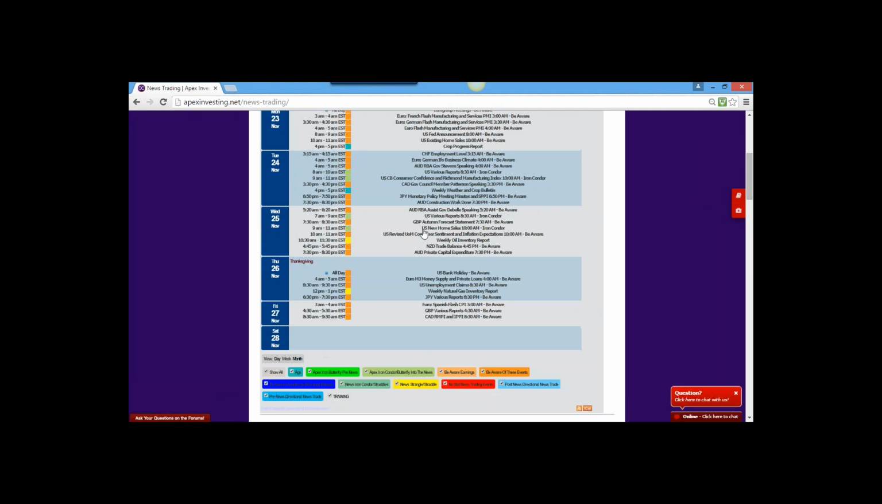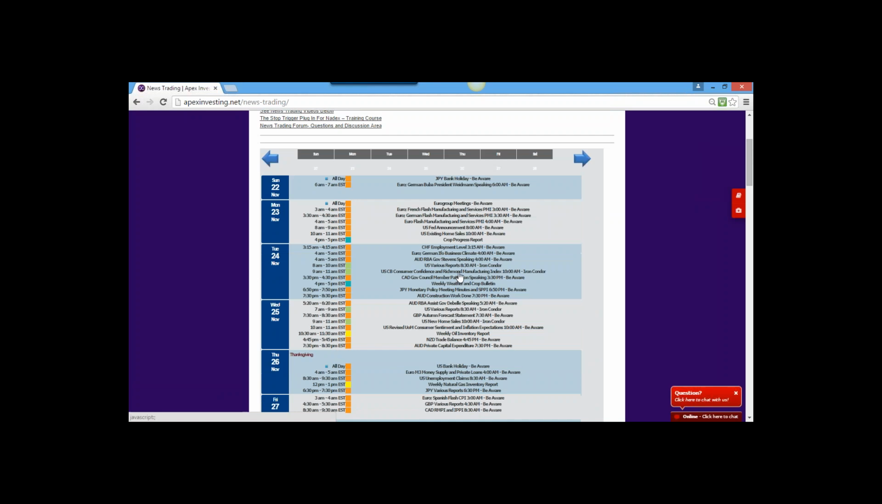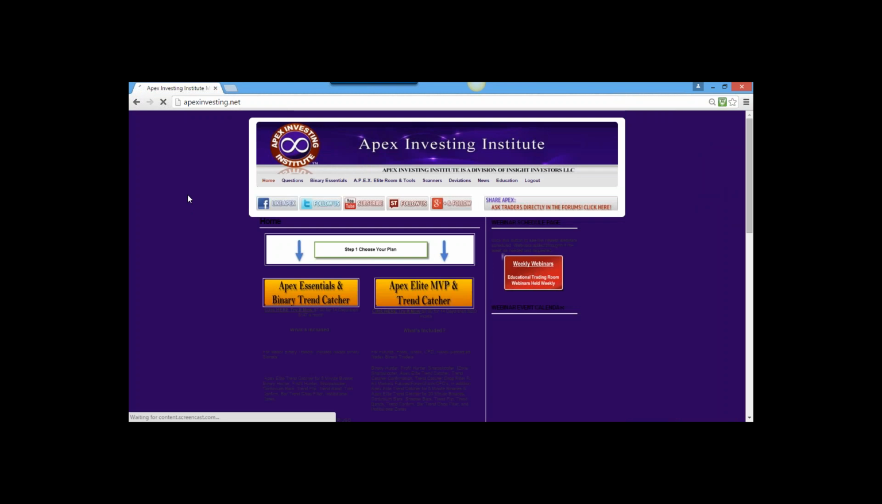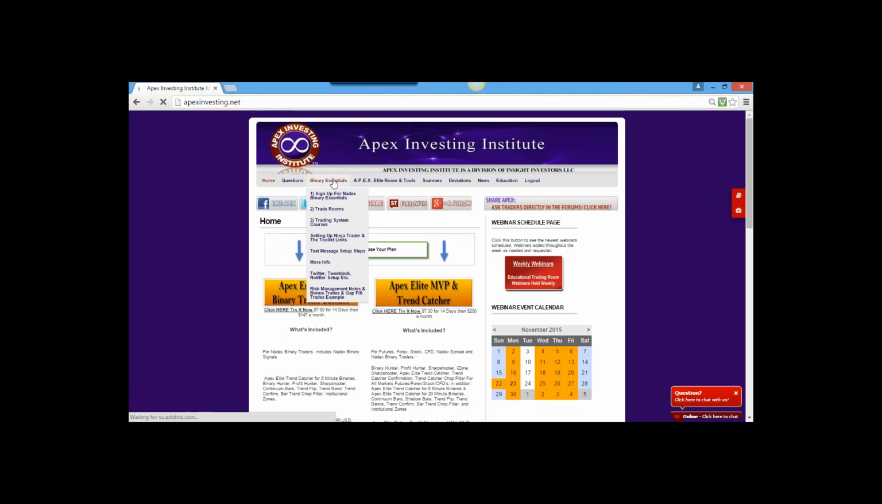So some great information here. Take advantage of this. We're going to reference this a couple more times tonight as we talk about news. But back to our website here, some other good information under the Binary Essentials tab.